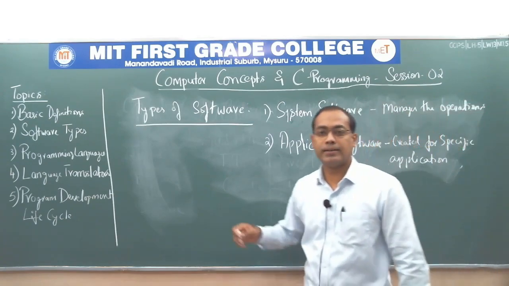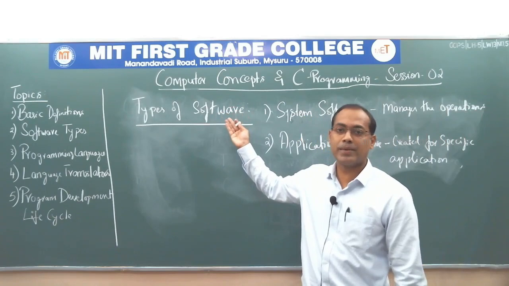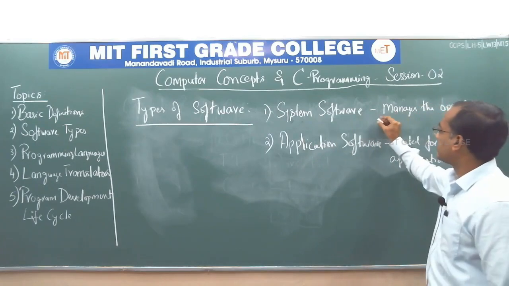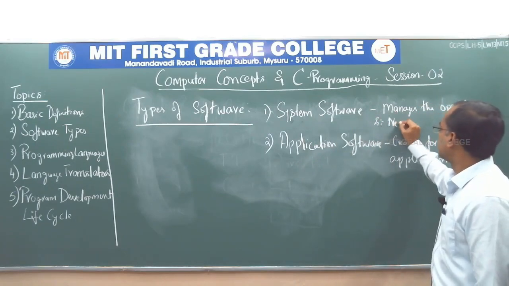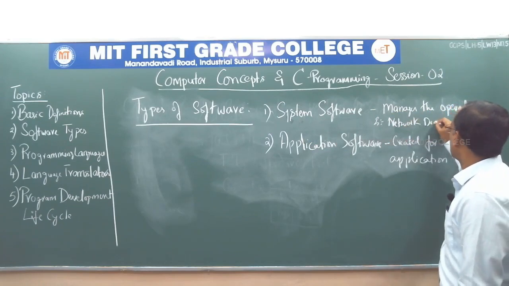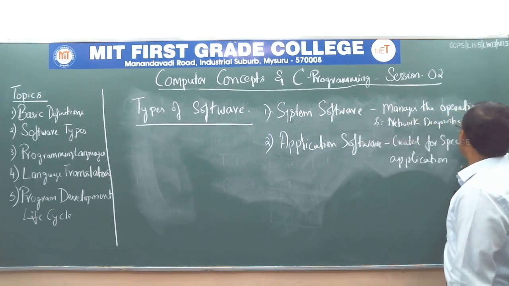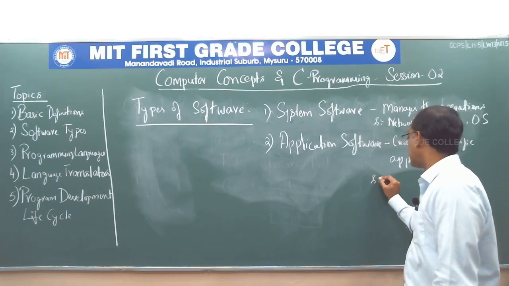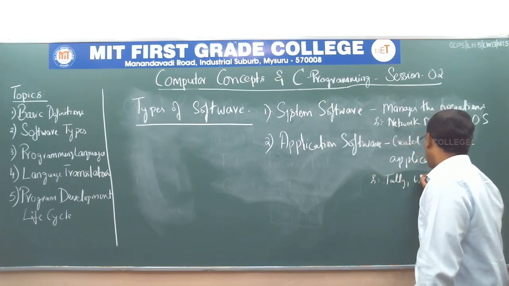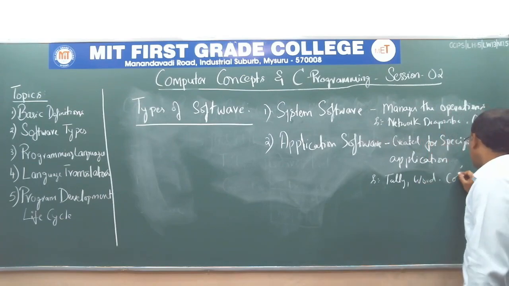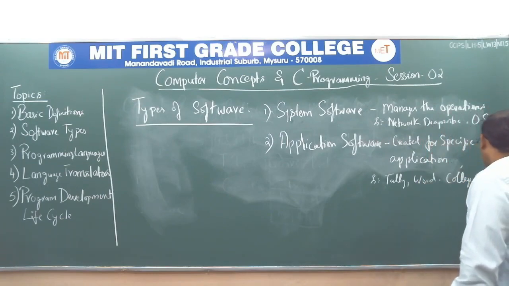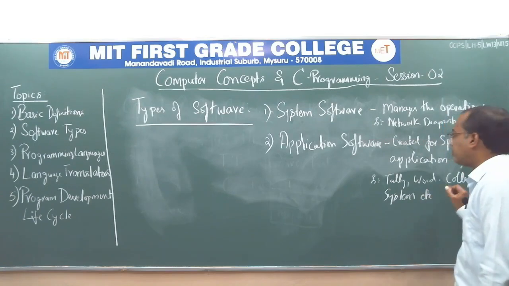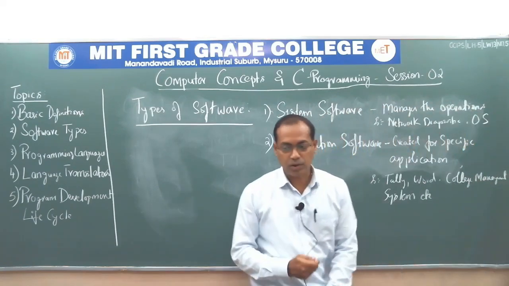When I gave some examples for software, I listed out some of the softwares. So I'll take the same examples: the network diagnostic tools and the operating system are all examples of system software. Whereas the other examples I gave, like Tally, Word, College Management System, etc., belong to the category of application software.